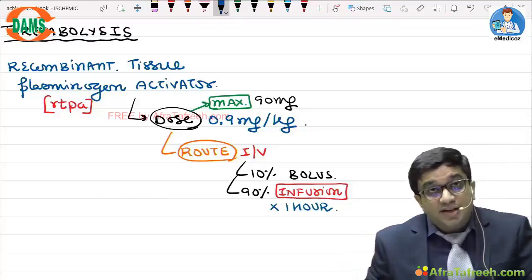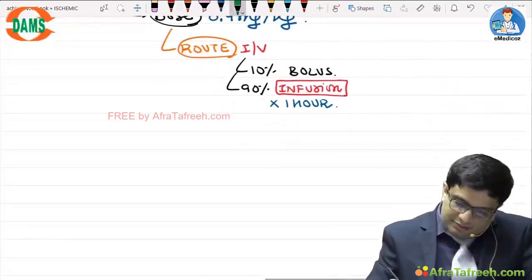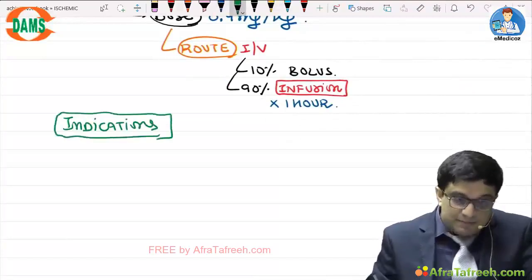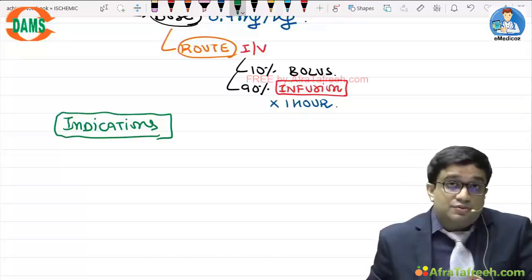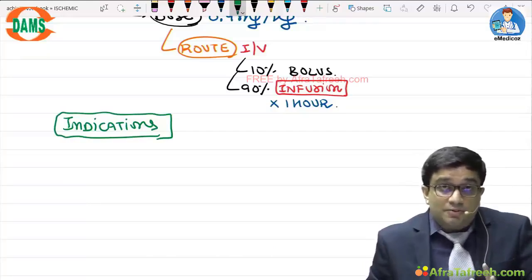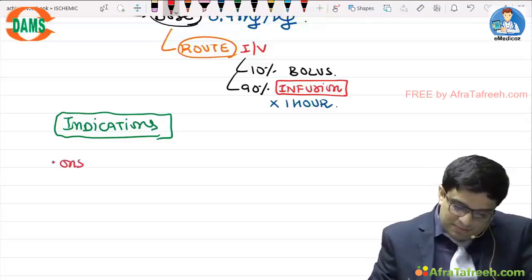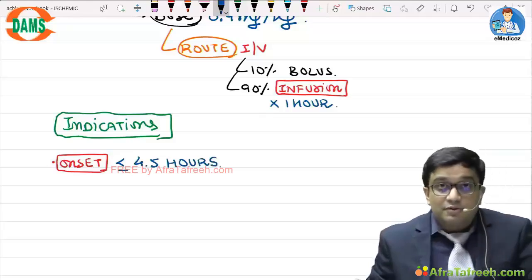But who is the ideal candidate for this drug? You should know this one. Indications first of all, when to use and when not to use. Indication part: first of all, there has to be a clinical diagnosis of stroke. You cannot just give it to any normal person, okay? And of course, once you have clinically diagnosed this patient, the patient should have come to you within less than or equal to 4.5 hours of onset. Not more than that, okay?